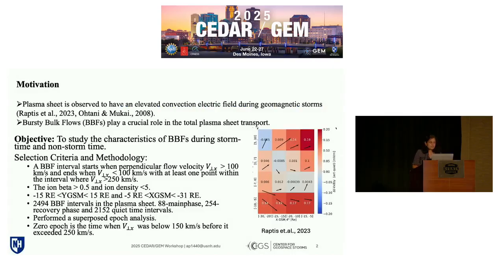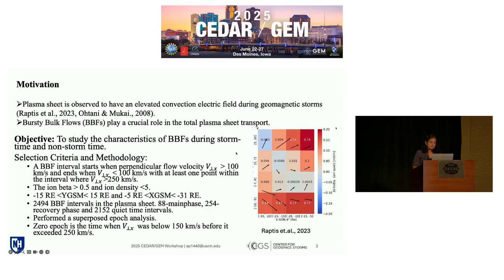Some of the previous studies have shown that the plasma sheet has an elevated BZ and convection electric field during geomagnetic storms. On the right-hand side, you can see a plot from Raptis et al. 2023, which shows the median difference between the EY values, convection electric field values, during main phase compared to quiet time. The arrows indicate the direction of plasma flows, and the length indicates the magnitude. As can be clearly seen, the convection electric field is higher during geomagnetic storms in the plasma sheet.